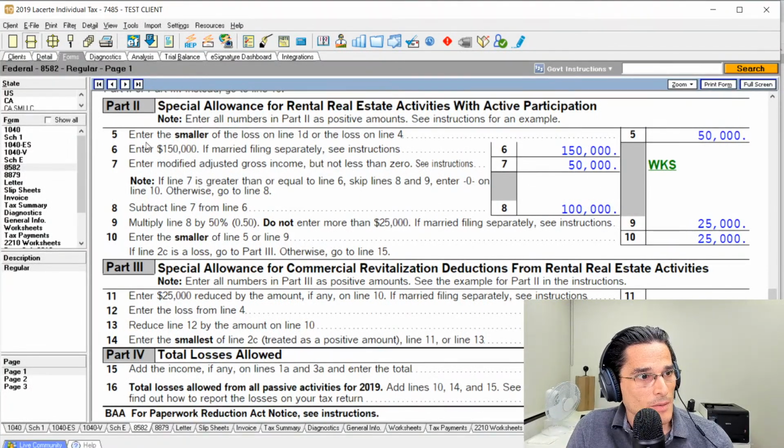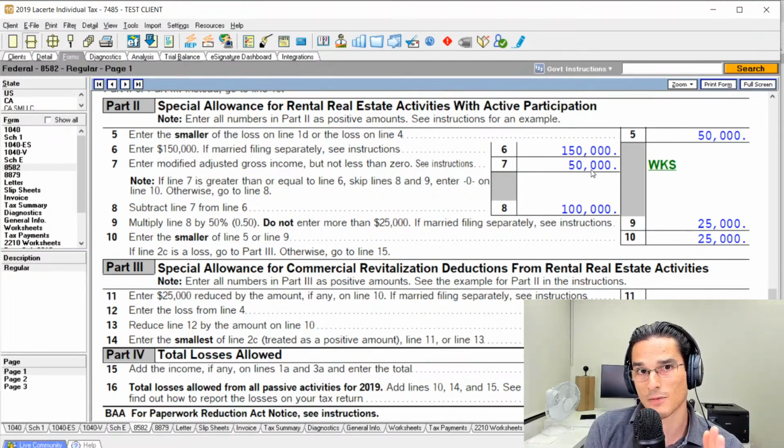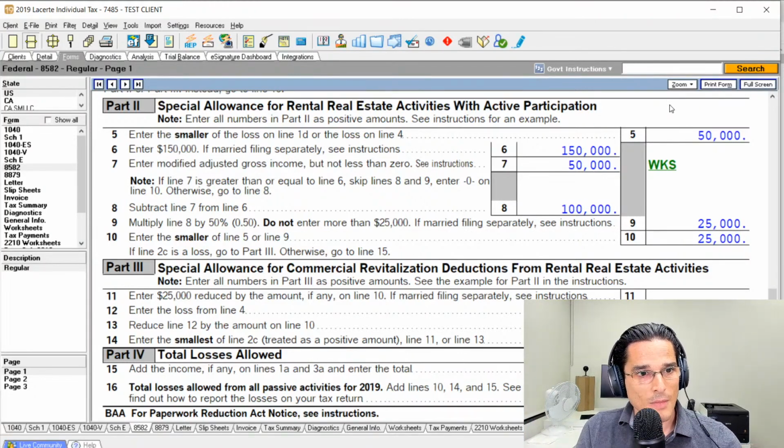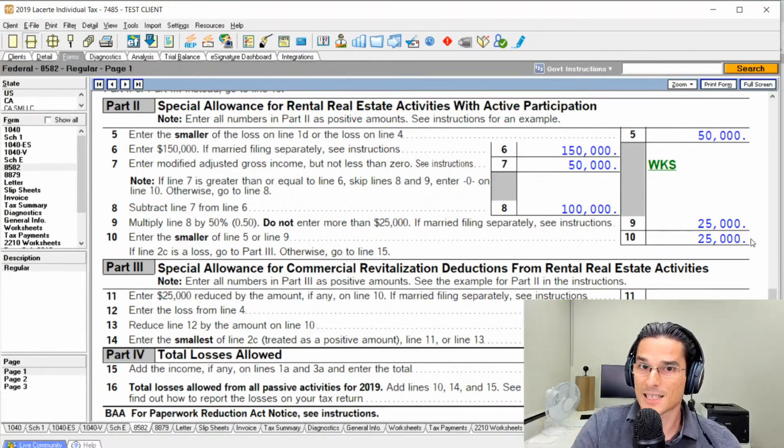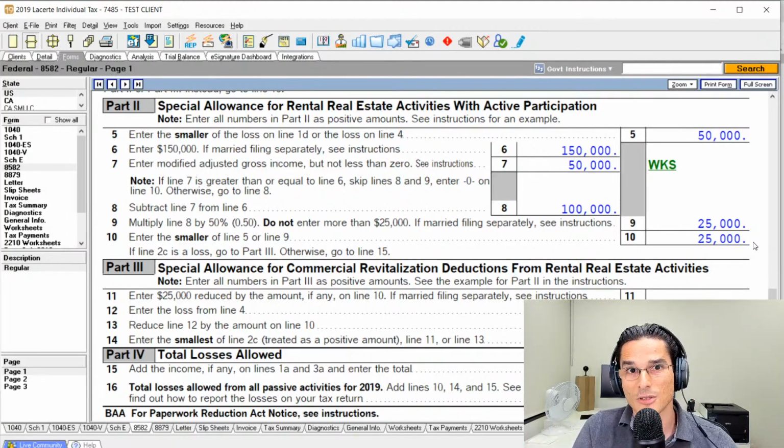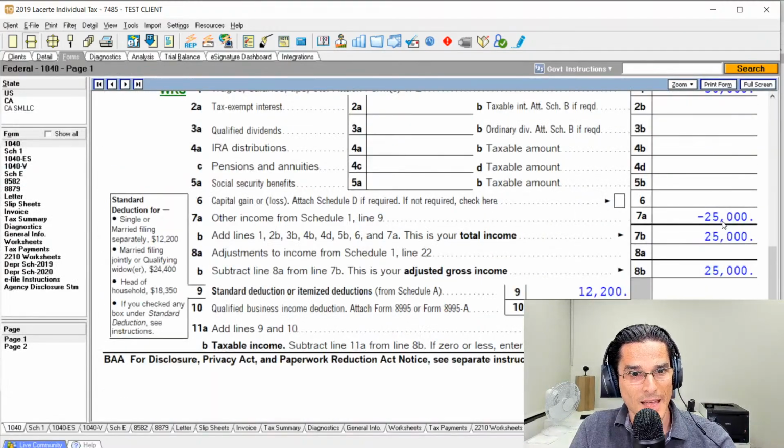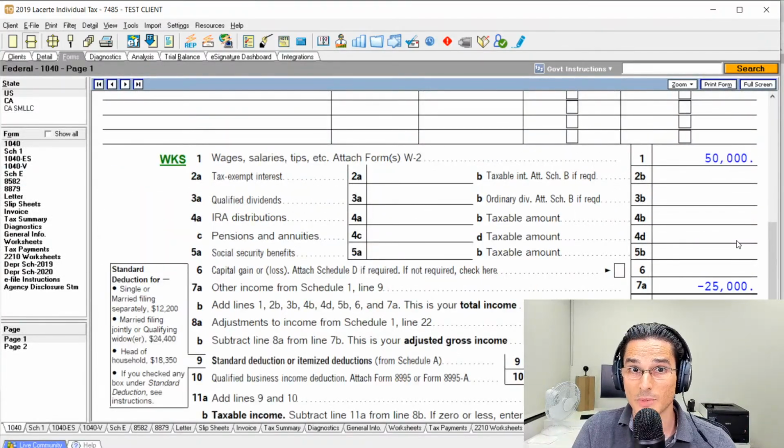So essentially, you have a calculation that examines what the AGI is. So your modified AGI in this case is $50,000. We talked about the threshold being from $100,000 to $150,000 being the cutoff or the phase out. In this case, it's calculating the loss of $25,000. So we're taking that maximum loss, even though we had $50,000 in real estate losses, we're allowed $25,000 to offset other income in this tax year. That's why on Form 1040, we see that there's that negative $25,000 amount, reducing our taxable income. Very nice.